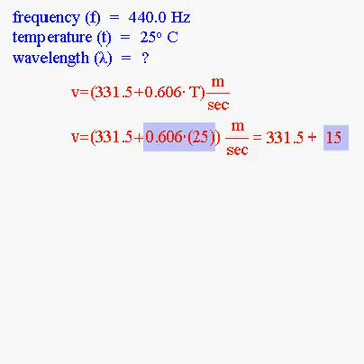I can only report that answer to two significant figures because the 25 has only two significant figures. All right, now at this point, I'm adding 331.5 to 15. Now when we add, we have to look at decimal place. 331.5 goes out to the tenths place, but 15 goes out to the ones place. So I can only report my answer to the ones place. And so when I add 15 and 331.5, I get 346.5. Rounding to the ones place gives me 347 meters per second.